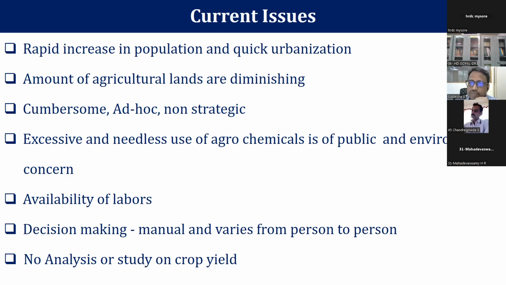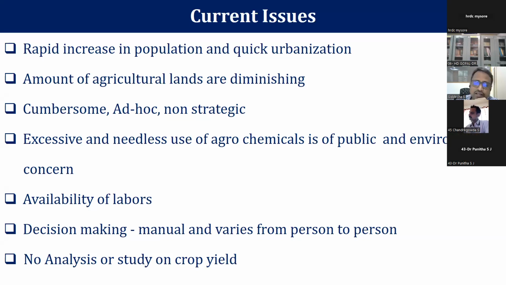In case of agriculture, most things now, especially in the Indian scenario, are manual. Also, this decision making varies from person to person. One person may share his view and accordingly take a decision, but it is not common across all the people or all the farmers.